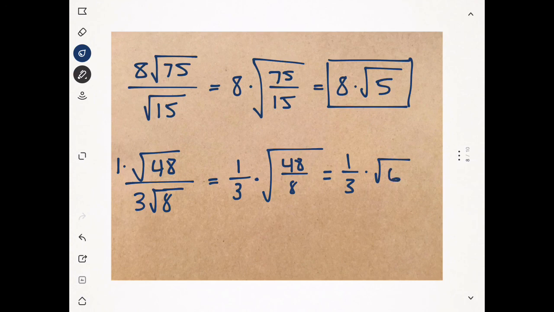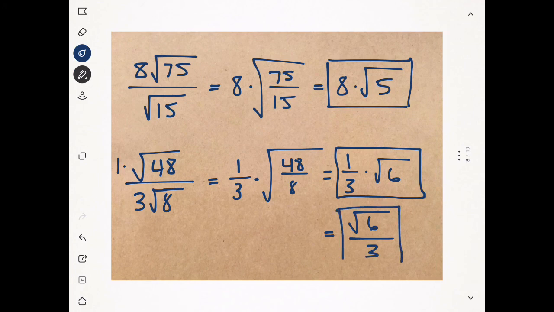And you could very easily stop there if you wanted to, and it would be a totally acceptable answer to have 1/3 times the square root of 6. But we can make that even a little bit simpler just by saying, hey, I'm going to now multiply 1 times the square root of 6. Well, anything times 1 is just itself, so I can write this as the square root of 6 over 3, and that's it. I'm done.